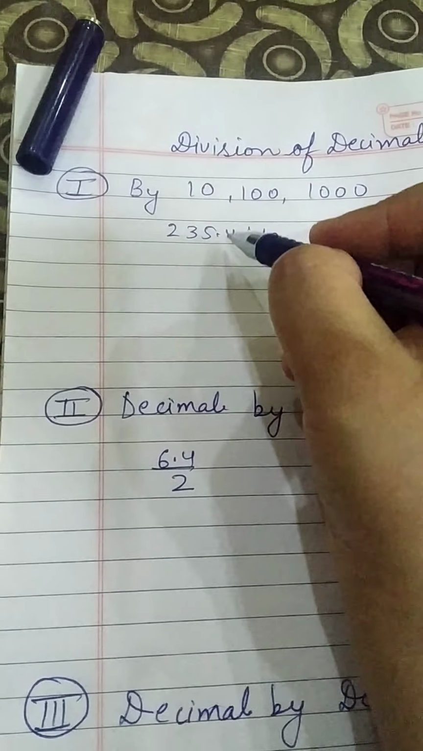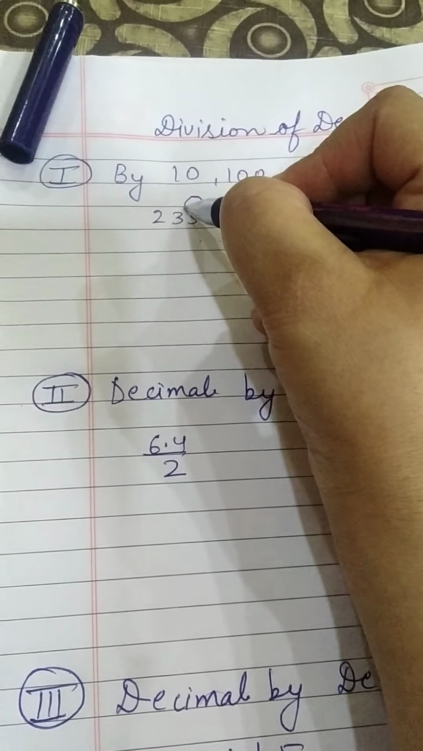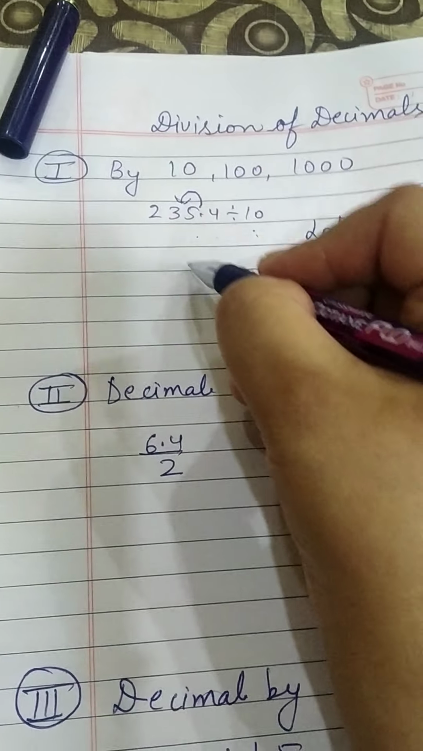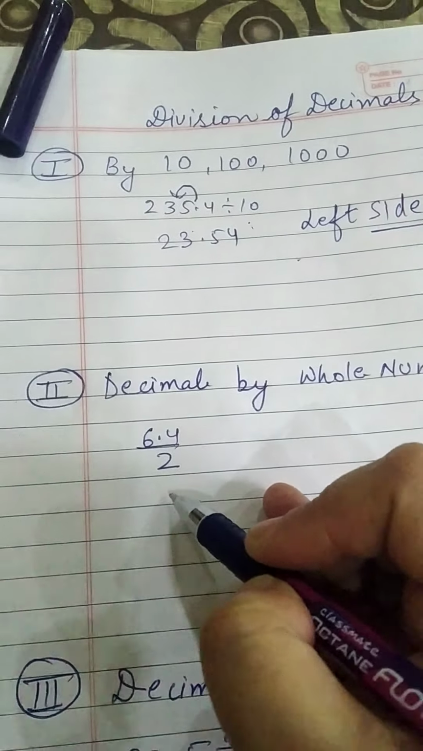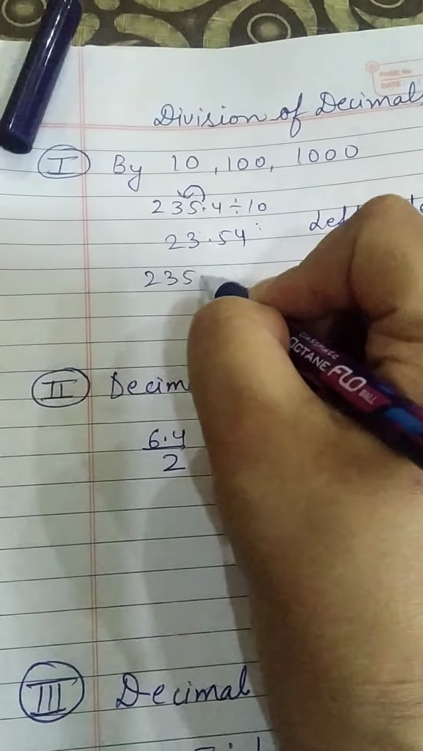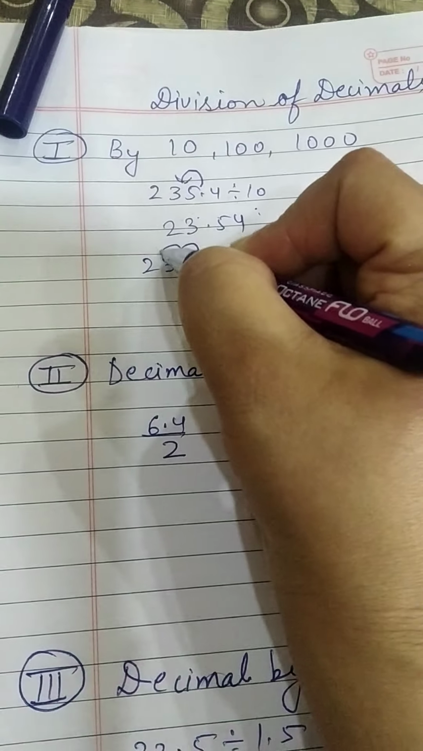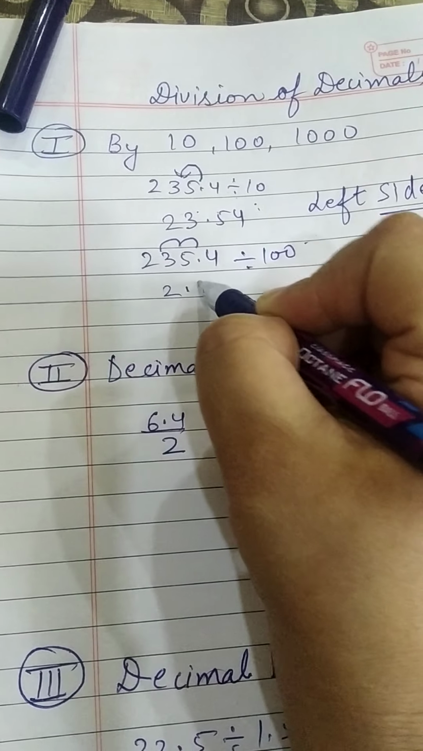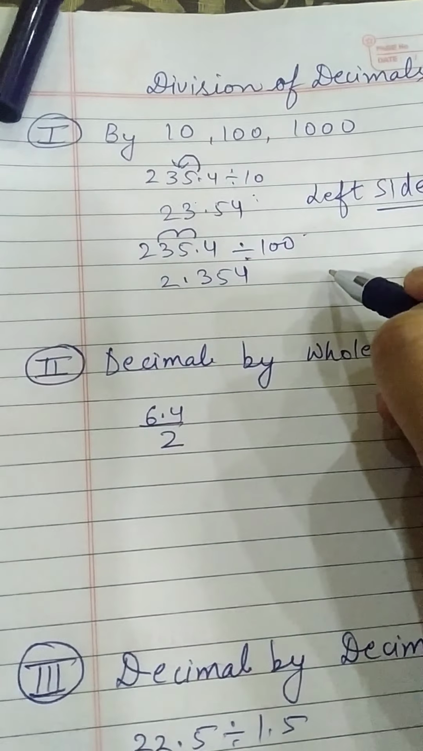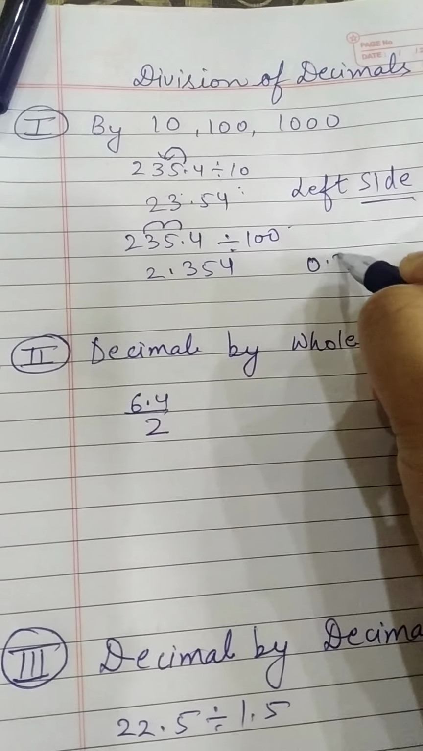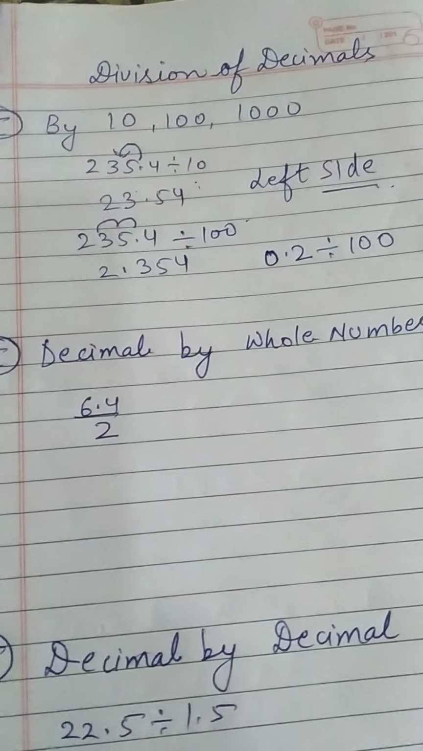If I am dividing 235.4 by 10, I will shift this decimal one step to the left and it will give me 23.54. If I give you the same number, 235.4 divided by 100, now I have to shift my decimal 2 steps, that will give you 2.354.